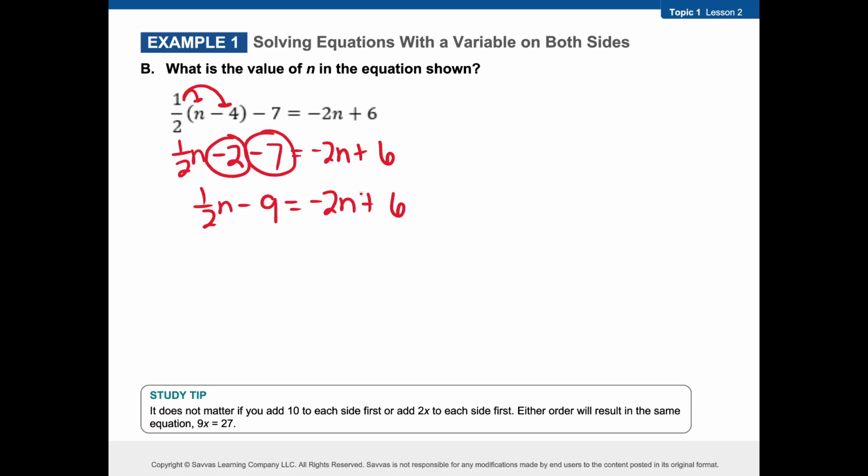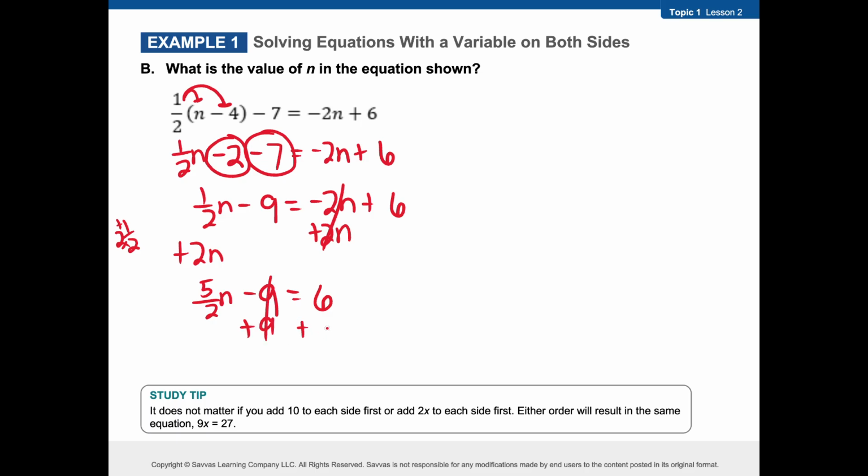Variables on opposite sides, one has to cancel. I always like to do the smallest, positive 2n. 2.5 makes it 2 1/2. But in dealing with equations, you want an improper fraction. So 2 times 2, 4 plus 1 makes it 5/2n minus 9 equals a positive 6.